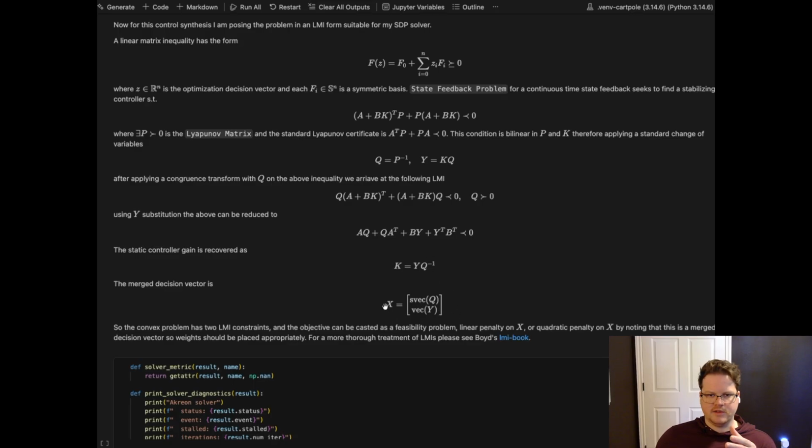This is just flattened to be in a flattened decision vector space. So what I do is a little bit of a homogeneous transform to get into a matrix and then back to a vector.